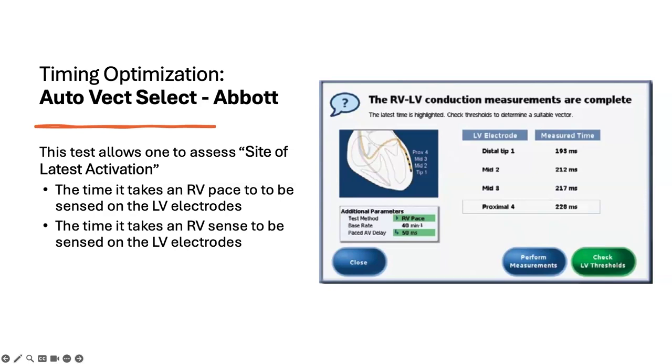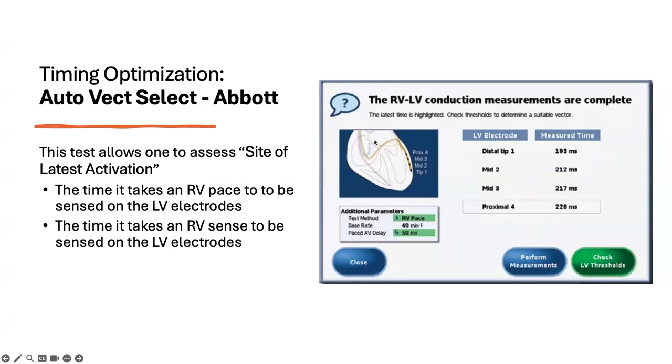So Abbott, for example, I'll speak on this one just because I've been trained on it, is your AutoVec Select, your LV-RV conduction timing measurement. What it will do is pace in the RV, and then measure how long it takes for that RV paced event to be sensed in the LV. You can also run a test where it will sense in the RV, so how long it takes for the conducted event to be sensed in the RV, and then how long it takes for that same conducted event to be sensed in the LV. And that's the timing differential.